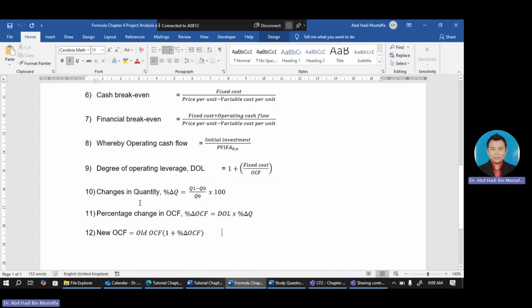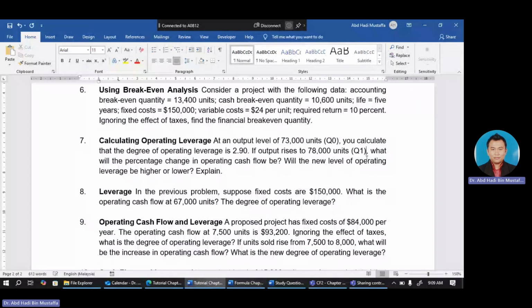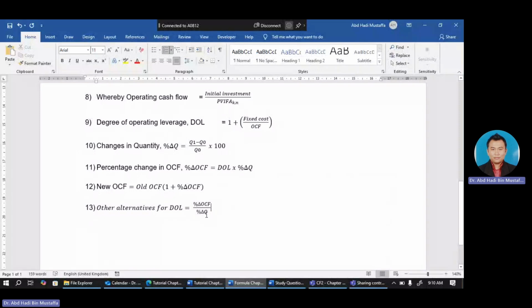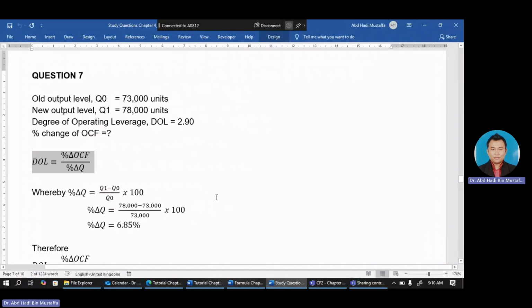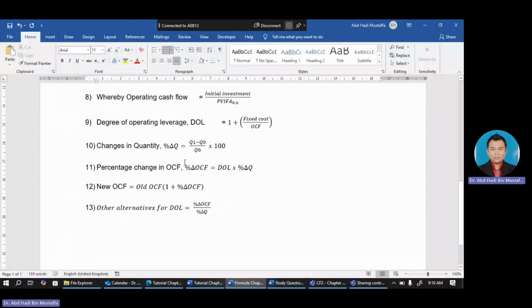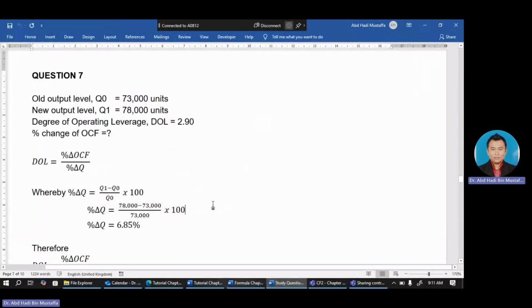There is an alternative to find DOL instead of this formula: the percentage change of OCF divided by the percentage change of quantity. So you need to find the percentage change of quantity first, which is formula number 10, whereby Q1 minus Q0 divided by Q0 multiplied by 100. Therefore 78,000 minus 73,000 divided by 73,000 multiplied by 100, which is 6.85, or you can put it as 0.0685 because you divide it by 100.